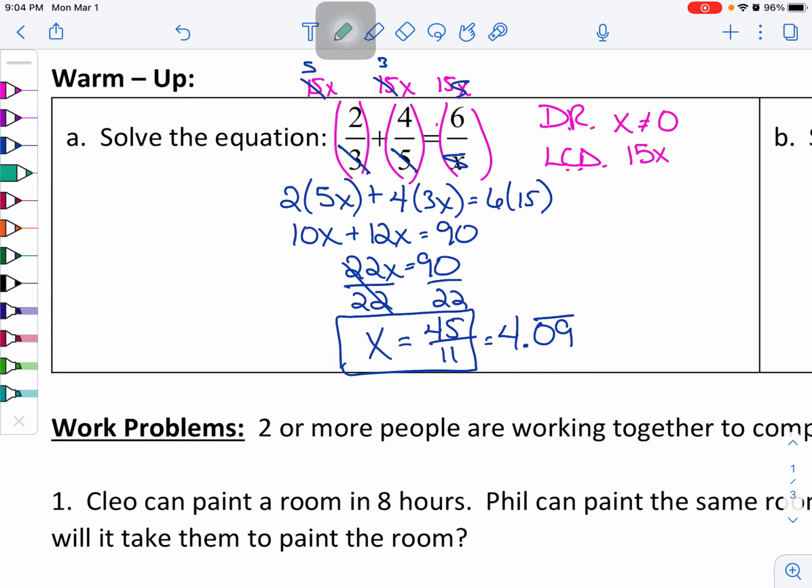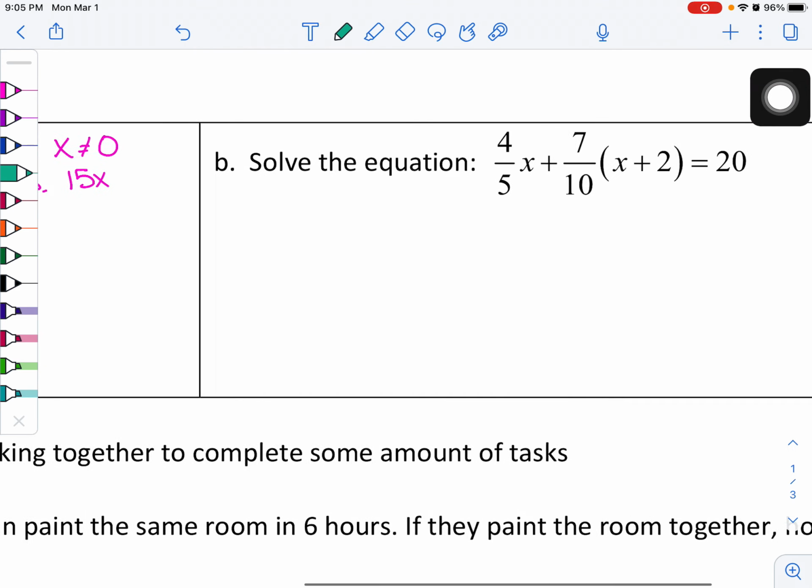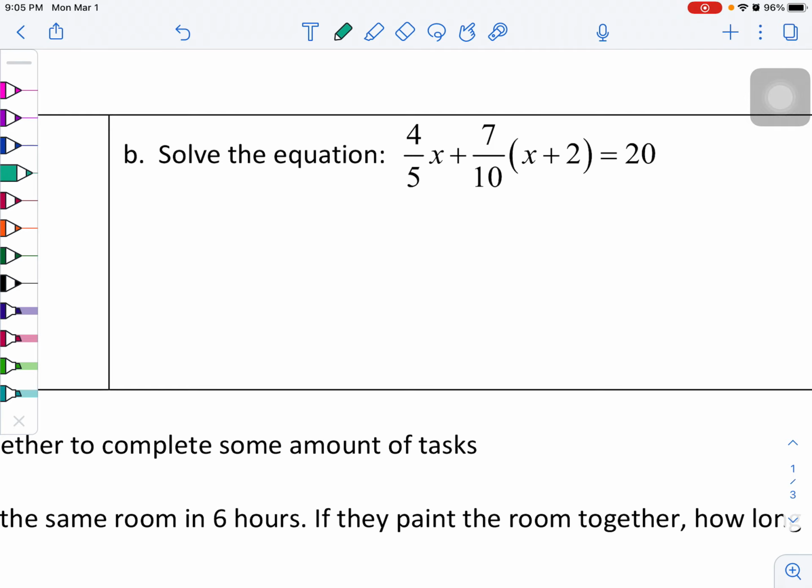My preference is actually the fraction, but if you gave me the decimal, unless the direction said otherwise, I wouldn't argue with it too hard. So that's part A. And of course, this answer of 45 over 11 or 4.09 repeating is not my domain restriction, so I can go ahead and let that be the answer. All right, sliding over to part B.